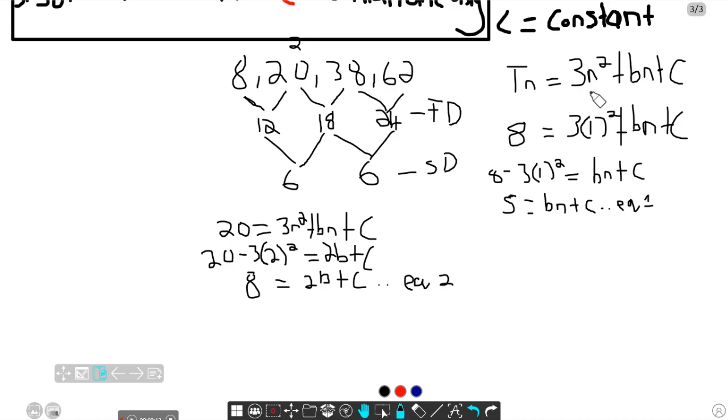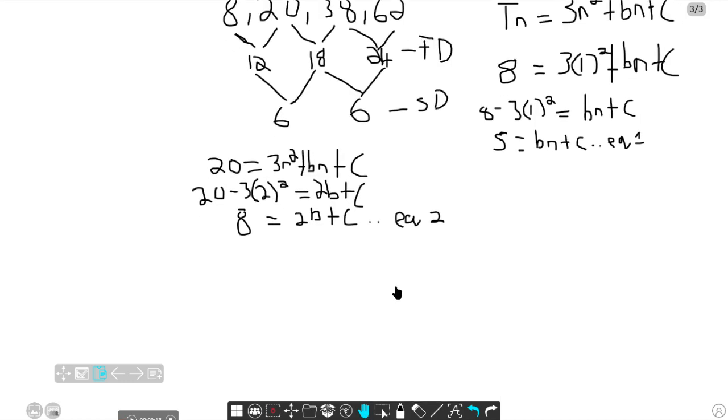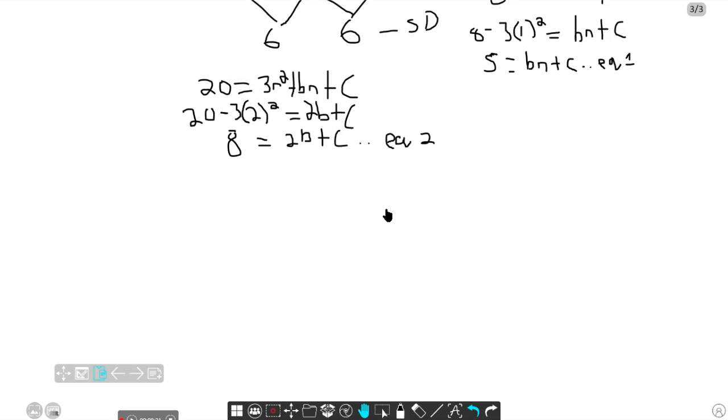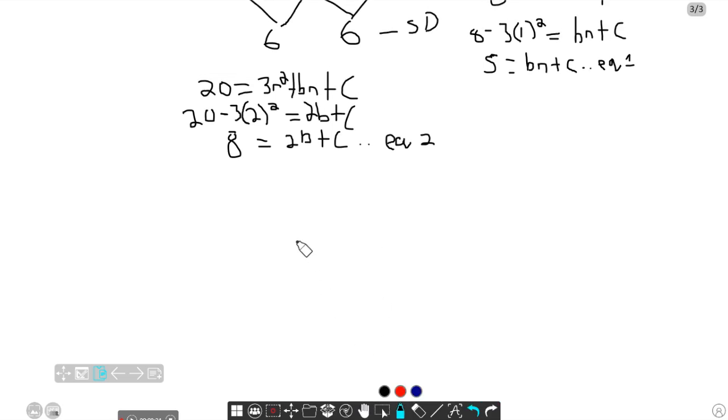Note, guys, we need to continue from here. All right, and then I'm going to go a little bit up. Now what you're going to do is subtract. I'm going to subtract equation 2 with equation 1. So it's going to be 8 minus 5, equals 2b minus 2b.